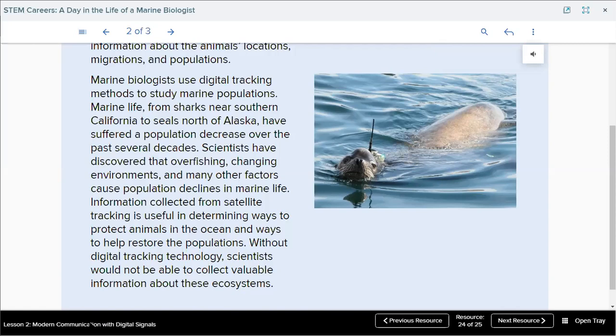Marine biologists use digital tracking methods to study marine populations. Marine life, from sharks near Southern California to seals north of Alaska, have suffered a population decrease over the past several decades. Scientists have discovered that overfishing, changing environments, and many other factors cause population declines in marine life. Information collected from this satellite tracking is useful in determining ways to protect animals in the ocean and ways to help restore the populations. Without digital tracking technology, scientists would not be able to collect valuable information about these ecosystems.